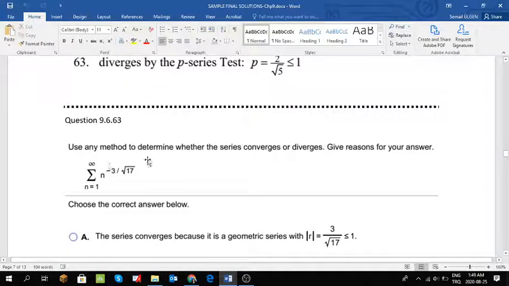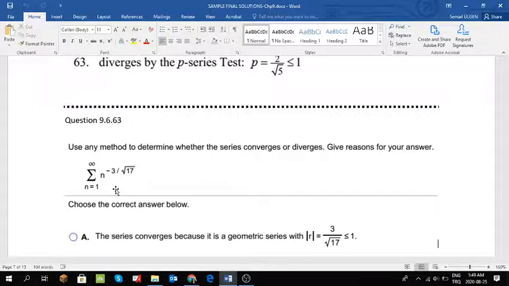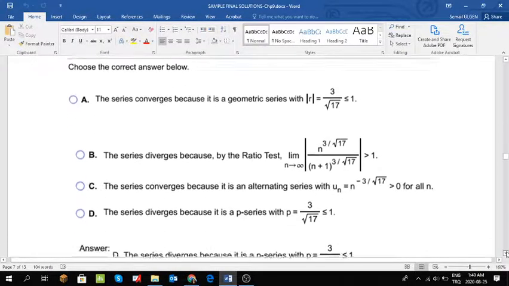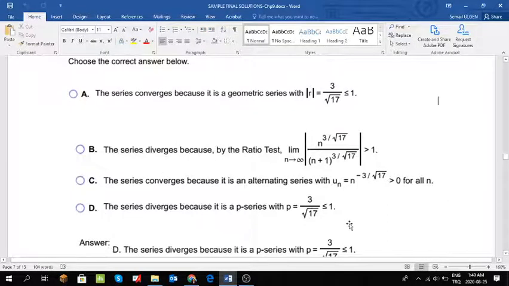Let's go back to our question. What is the P here? The sum from n equals 1 to infinity of 1 over n to the 3 over square root of 17. Here P is 3 over square root of 17. Square root of 17 is a bit bigger than 4, so P is close to 3 over 4. P is definitely less than 1, so we say it diverges by the P series test. The answer to this question is D because of that.